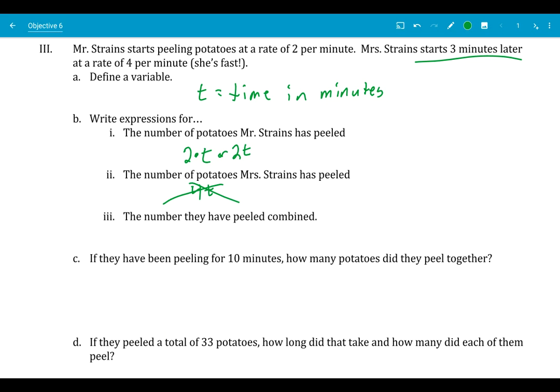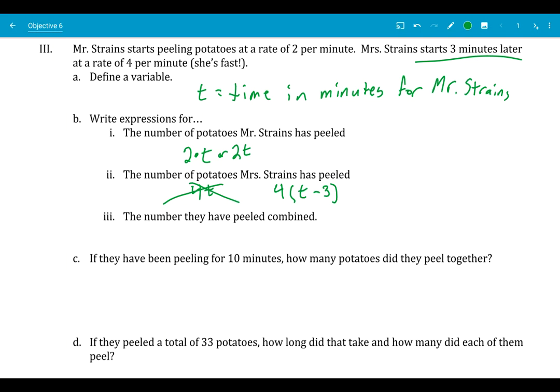I'm going to go back up here and redefine time as the time in minutes for Mr. Strains, so the time that I've been peeling potatoes. Now my wife is 4t, but she hasn't been peeling potatoes for t minutes. She's been doing it 3 minutes less than me. So I'm going to change her time to be 3 minutes less than mine, or t minus 3. That's the number of minutes she's been peeling, and that checks out, right? If I've been peeling for 5 minutes, that would mean she's been peeling for 2 minutes.